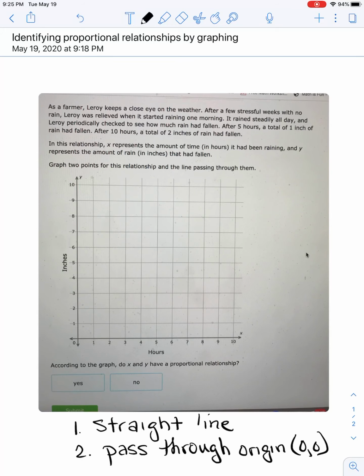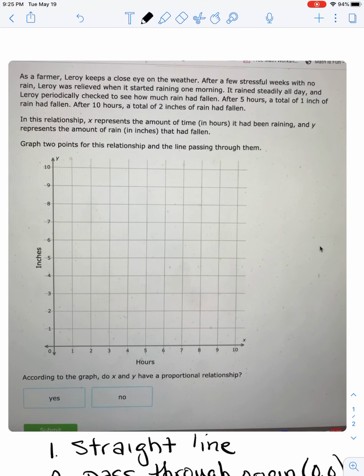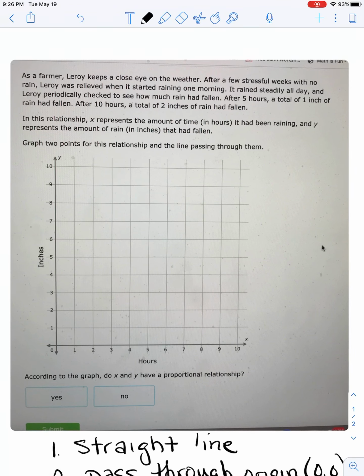Okay, so let's look at this word problem. As a farmer, Leroy keeps a close eye on the weather. After a few stressful weeks with no rain, Leroy was relieved when it started raining one morning. It rained steadily all day, and Leroy periodically checked to see how much rain had fallen. After 5 hours, a total of 1 inch of rain had fallen. And after 10 hours, 2 inches had fallen.